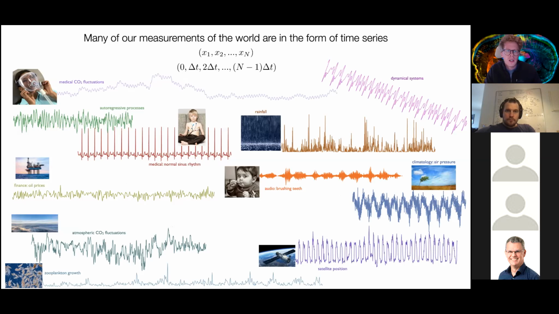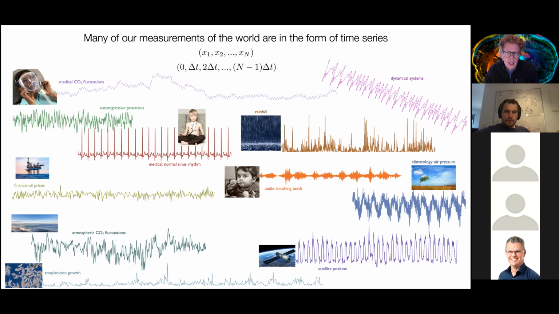here. So these are some examples of an interdisciplinary variety of time series. People are measuring fluctuations of gases in medical contexts. They're measuring heart rates of kids. Some people are studying audio of different sound effects, finance, etc. You can see just visually there's lots of different types of structures in the data that we measure from the world around us.